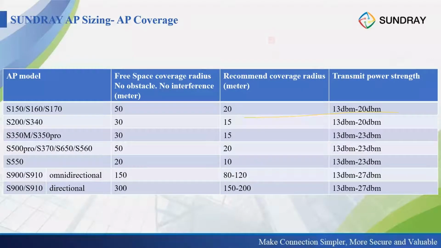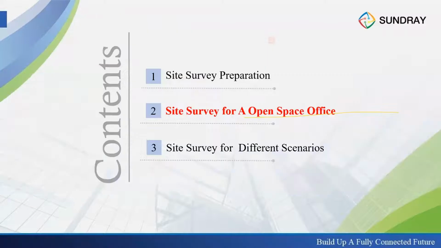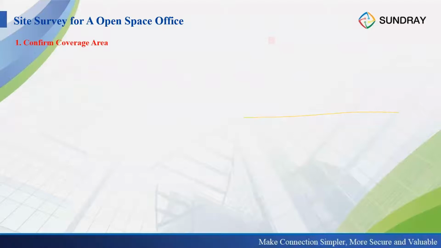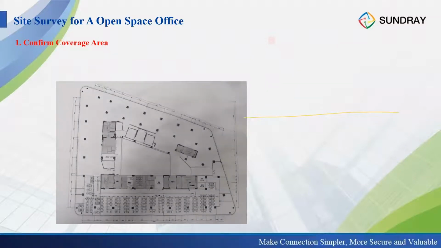Okay, this is the coverage table. We already saw this table before, and let's do a site survey together for an open space office. An open space office is like this: all the staff share one room, one super big room. Let's go together. First, we need to confirm which area should be covered by the Wi-Fi. This is the circled one.